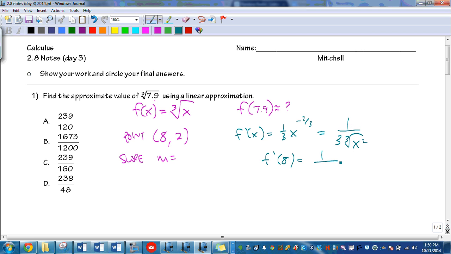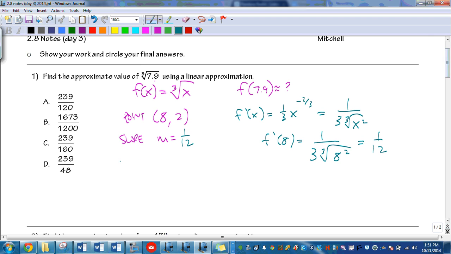So we have 1 over 3 times the cube root of 8 squared. So 8 squared is 64. The cube root of 64 is 4. So here we end up with 1/12 for our slope. So our tangent line would have an equation of y minus 2 equals 1/12 times x minus 8.